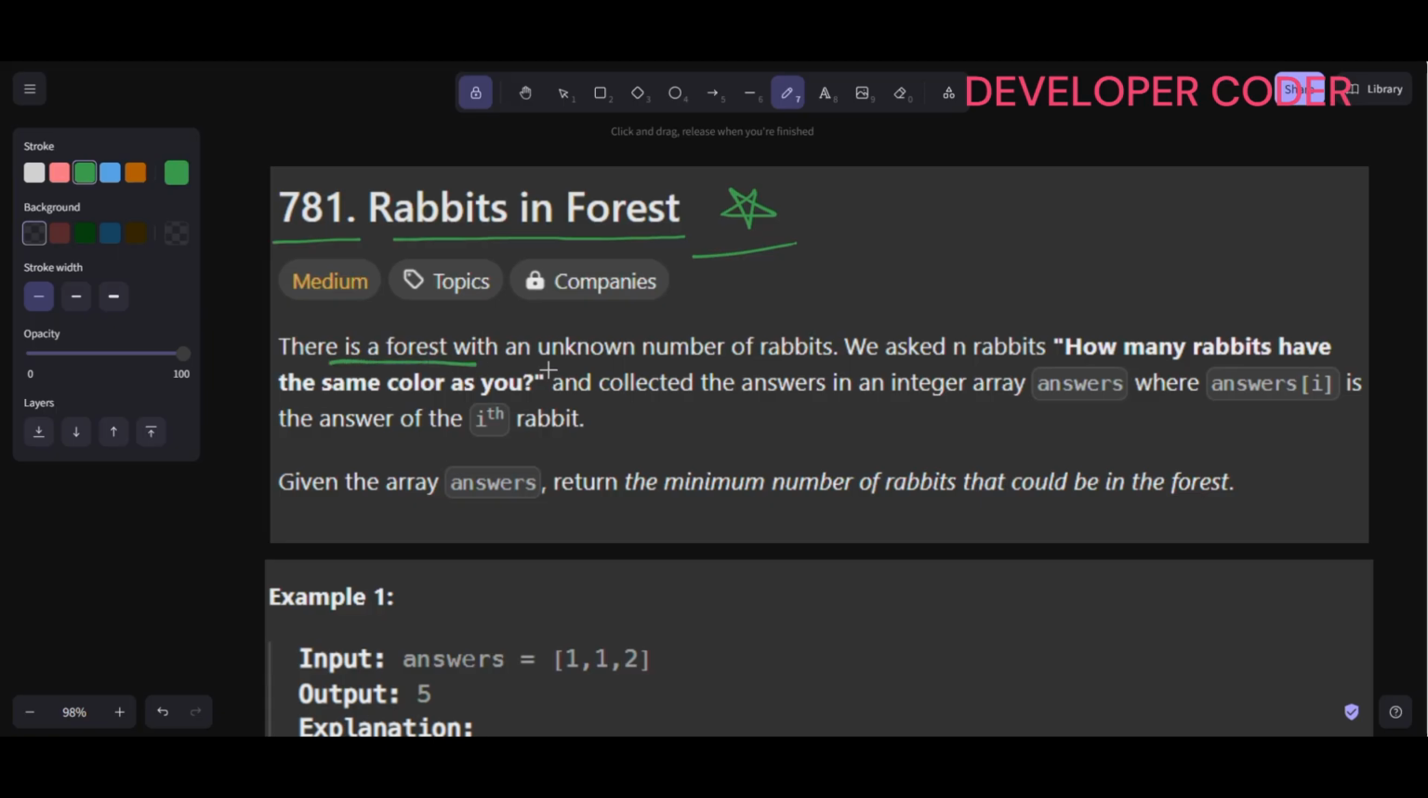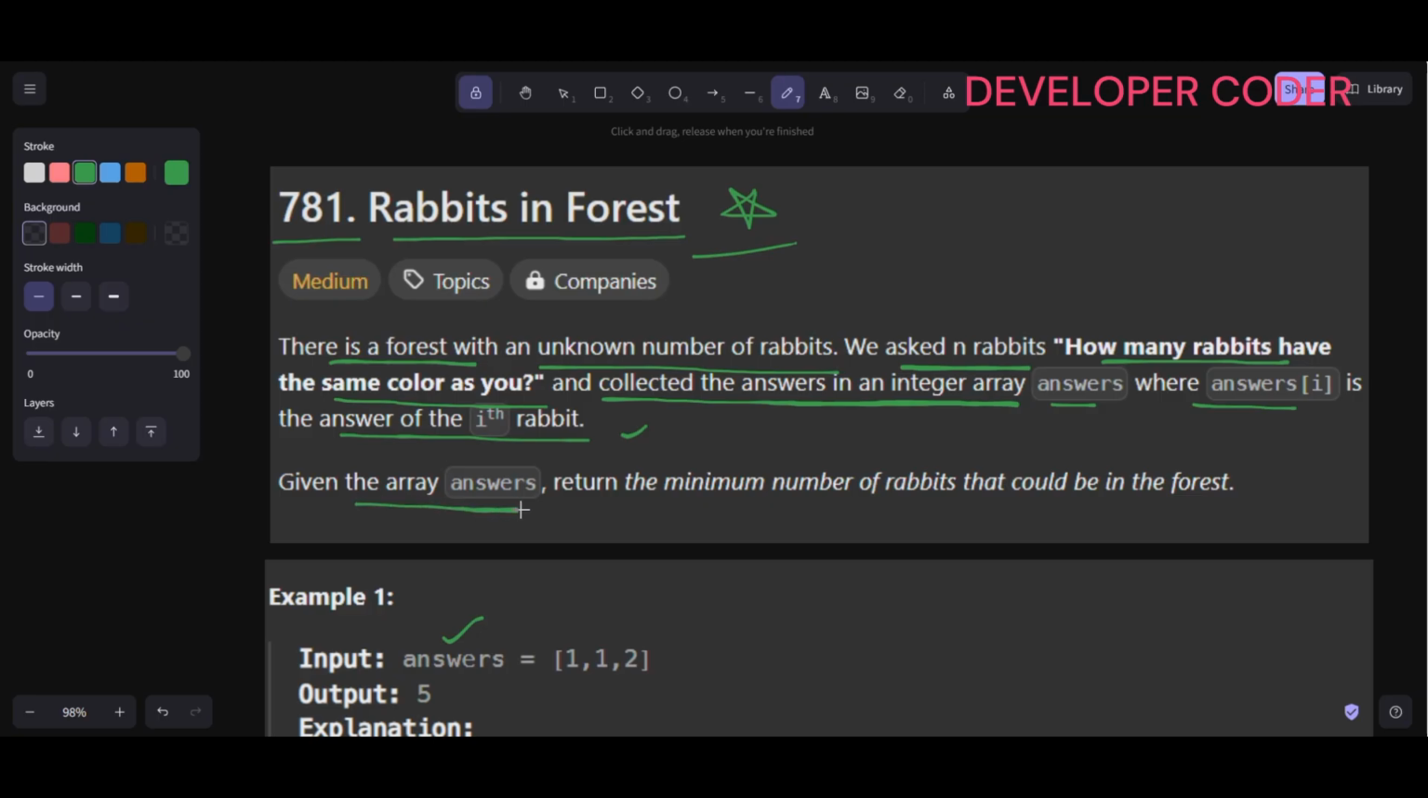There is a forest with an unknown number of rabbits. We asked n rabbits, how many rabbits have the same color as you? Okay, how many rabbits have the same color as you? And collected the answers in an integer array answers where answers[i] is the answer of the ith rabbit. So these are the answers of these rabbits.